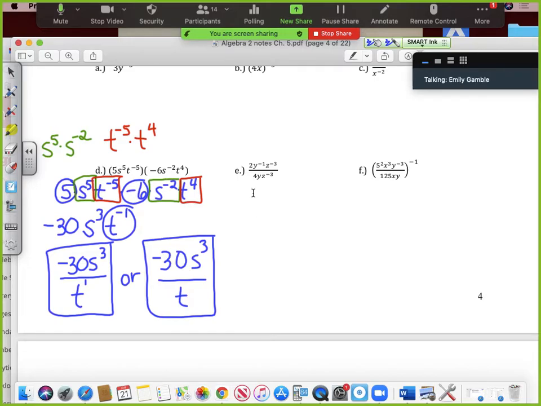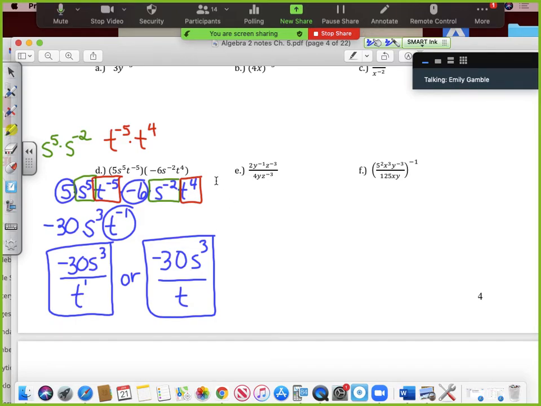All right, letter E says 2 times y to the negative first power times z to the negative third power over 4yz to the negative third power. So there's a lot of different ways that we can solve these problems. Using the quotient rule, I think, would be the best way to go about this, and then we can simplify using the negative exponents last.